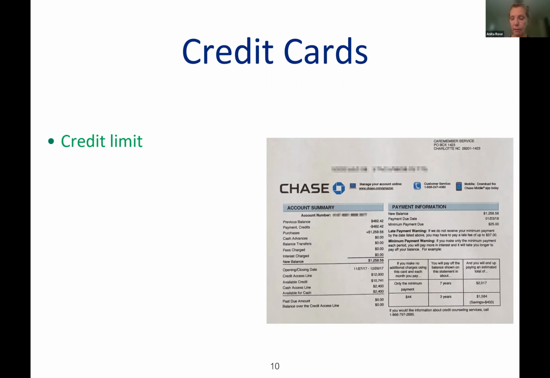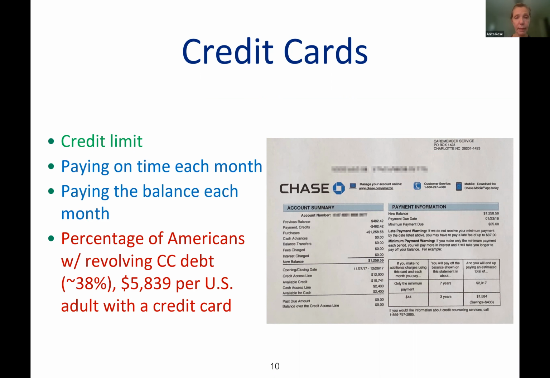Here's an example of a credit card statement that breaks down the information. And if you pay it all, then there's no interest. If you don't, then there is interest. Credit limit, paying on time each month, making sure you pay that balance on that due date. Now, I have my credit card set up so that the money's automatically taken out of my checking account each month on the due date. I make sure that it's completely paid every single time, and I don't even have to think about it.